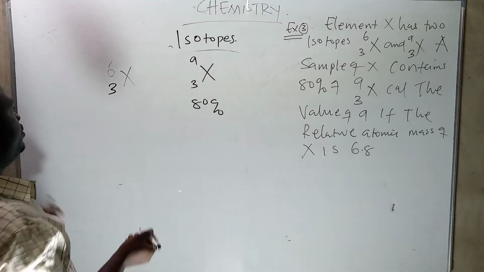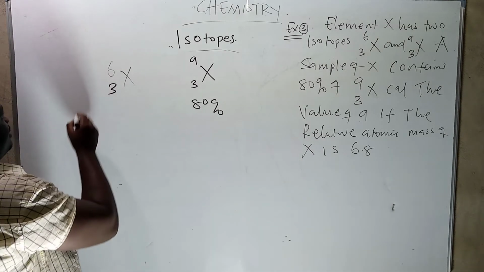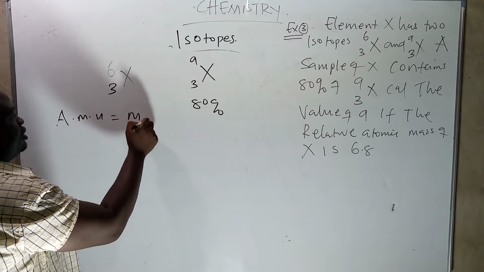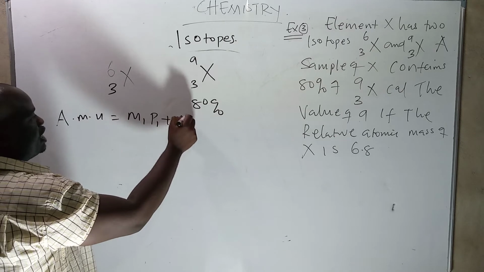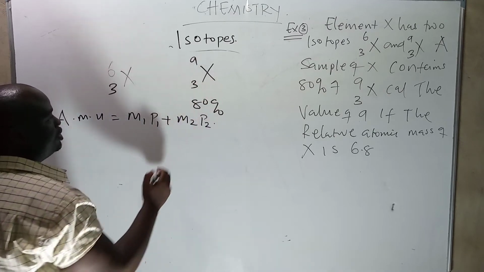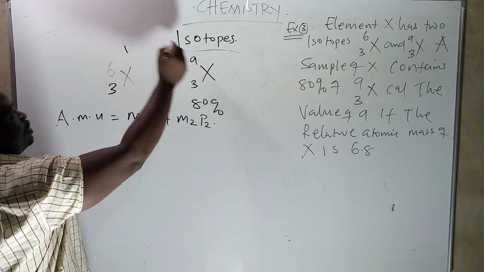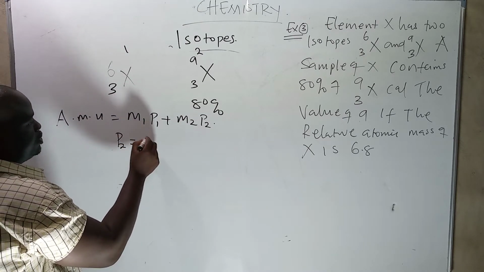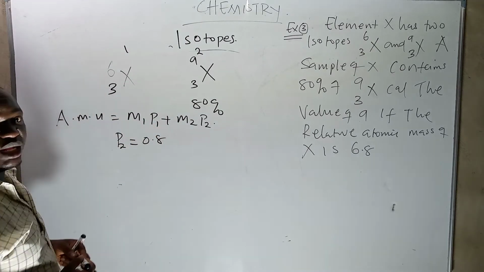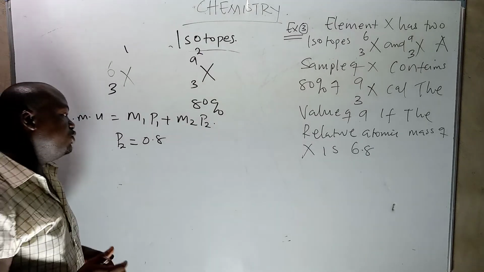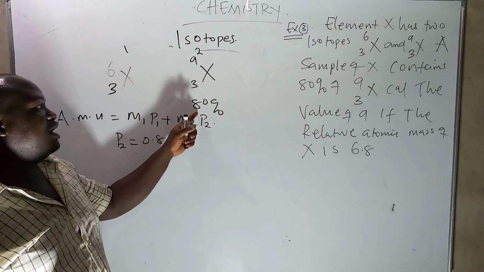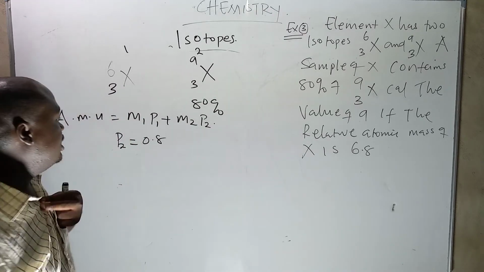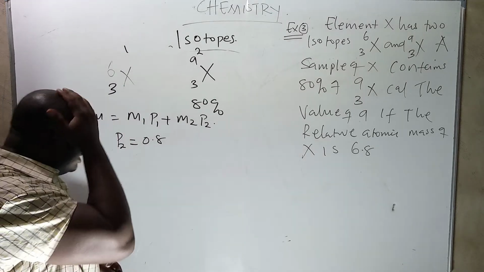Now remember, we already said this is a formula, right? Atomic mass unit is M1 P1 plus M2 P2. And already this is 1, this is 2. They already give you P2 to be 0.8. Remember from the part 2 of the video, I told you whenever you have it in percentage that you have to divide by 100.